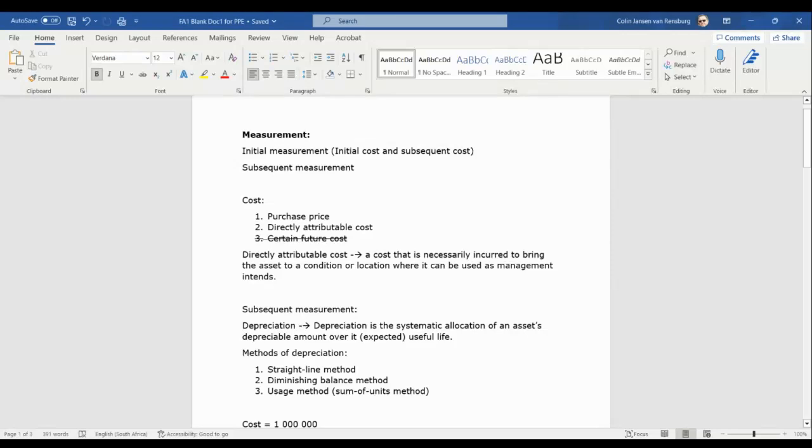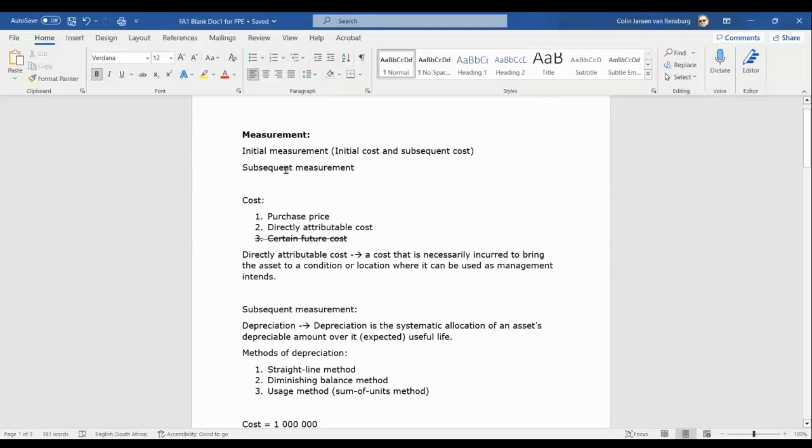So let us just first look at what we are going to be talking about today. Like we said, in a nutshell, measurement. Now, you remember on Monday we said that there's the initial measurement. In other words, how we calculate the total cost of any property, plant, and equipment that we are acquiring on the date of its acquisition.